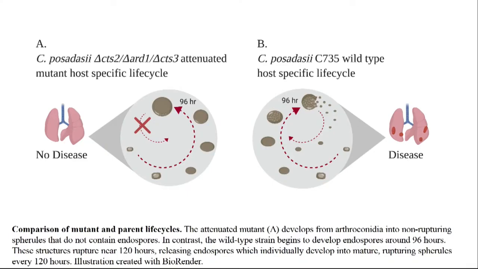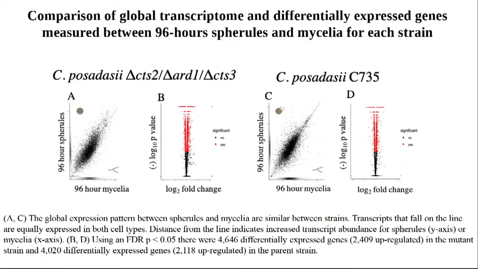Okay, so again, as a schematic of what we're comparing here, the triple knockout mutant, as we refer to it, is attenuated in the host, and it's basically blocked. So it forms the spherular structure, but it does not form endospores. Versus the wild type parent strain, which is the C735 background. It completes the spherular life cycle stage, endosporulates, and causes disease in the host. Next slide, please.